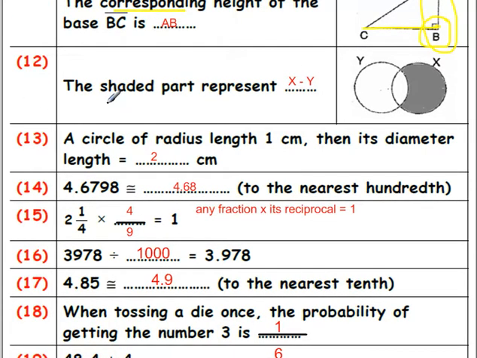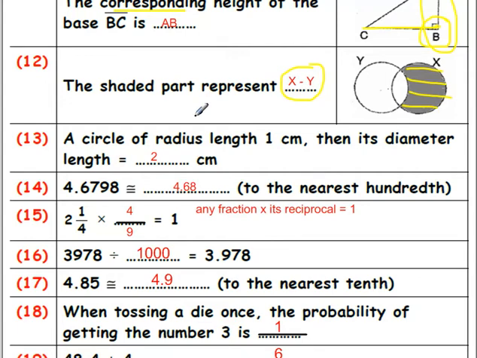Number 12. The shaded part in this shape, the shaded part represents what? Yes, all elements in X but not in Y. So it is called X difference Y. Okay, X difference Y.